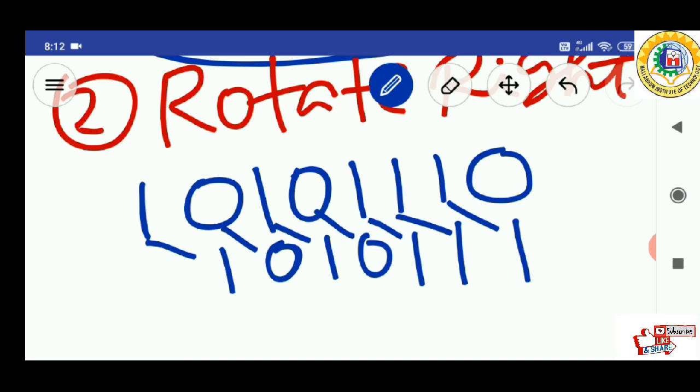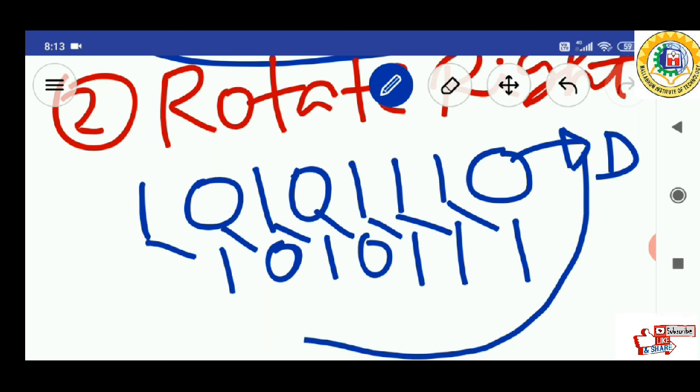In the case of the logical shift right, the rightmost data is dropped and a 0 is put here instead. But in the case of the rotate right operation, this data will come up here, so this 0 will come up here. So this is the rotate left and the rotate right.